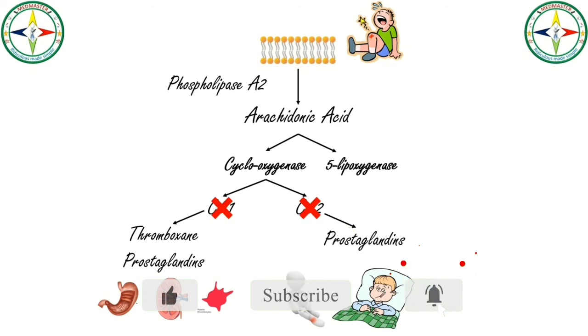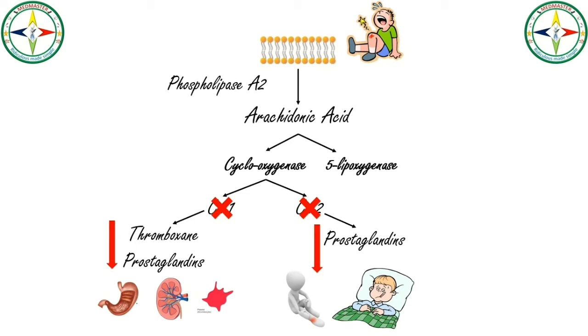NSAIDs act primarily by inhibiting the cyclooxygenase enzyme that catalyzes the first step in prostanoid biosynthesis. This leads to decreased prostaglandin synthesis with both beneficial and unwanted effects. Okay, note that differences in safety and efficacy of the NSAIDs may be explained by relative selectivity for the COX-1 or COX-2 enzyme. Inhibition of COX-2 is thought to lead to the anti-inflammatory and analgesic actions of NSAIDs, whereas inhibition of COX-1 is responsible for prevention of cardiovascular events.